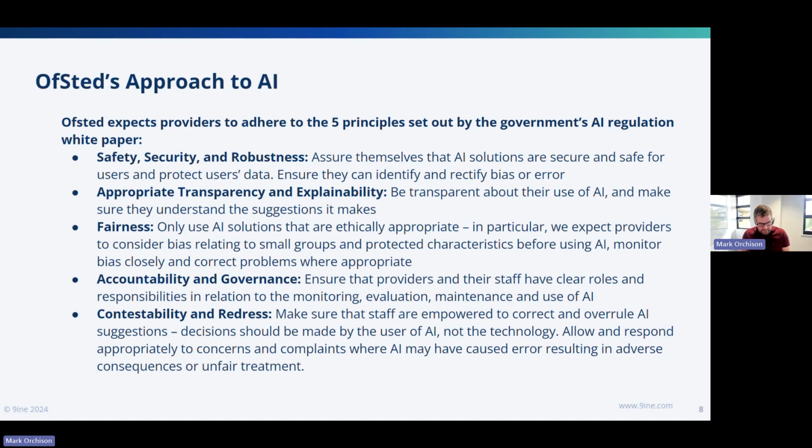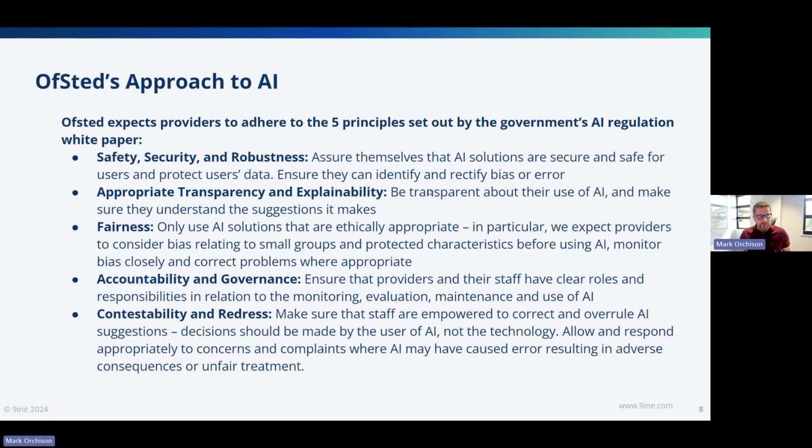And contestability and redress. So making sure that staff are empowered to correct or override AI suggestions, with decisions made by the user of AI and not the technology. So, depending on how you're using it, is there an actual need for an intervention if necessary? Are the outputs of any AI that you're using quite significant? And if they are quite significant, what measures do you have in place as a school to intervene to limit those behaviours or the outputs from continuing?